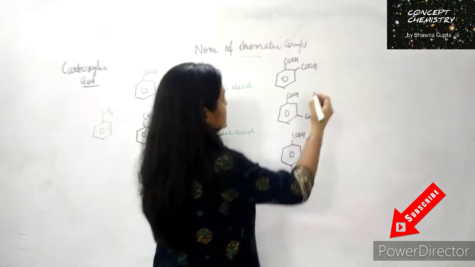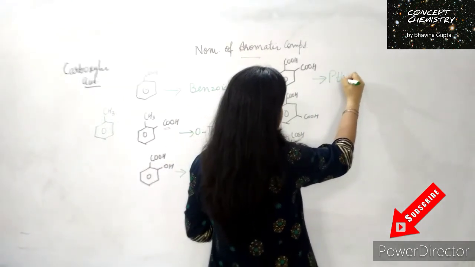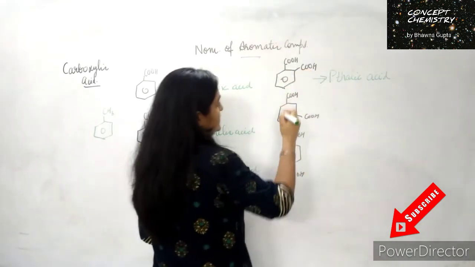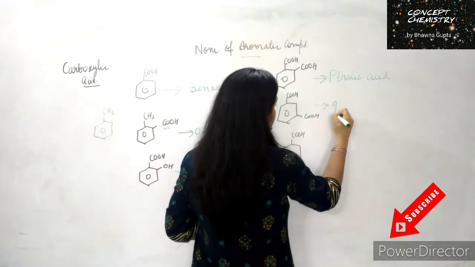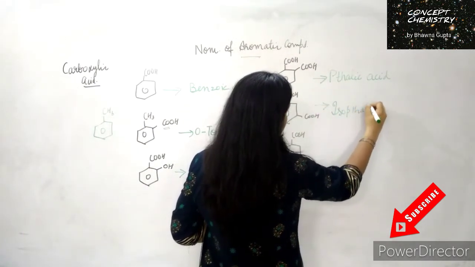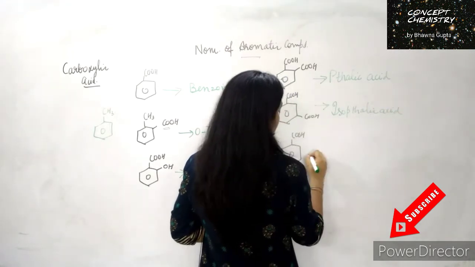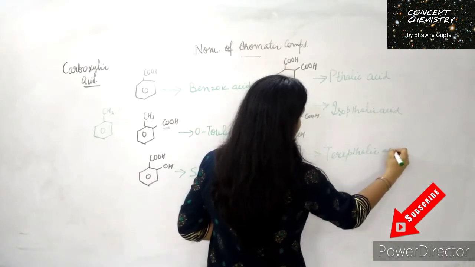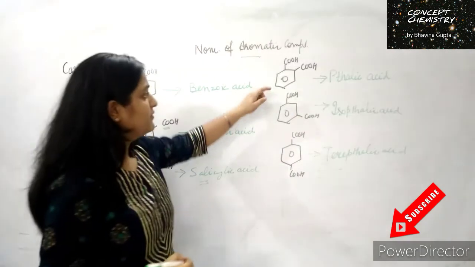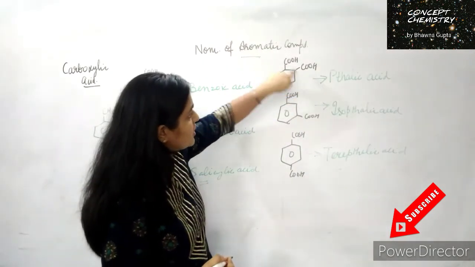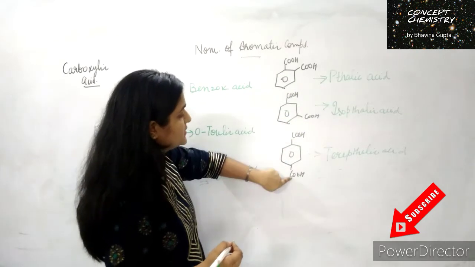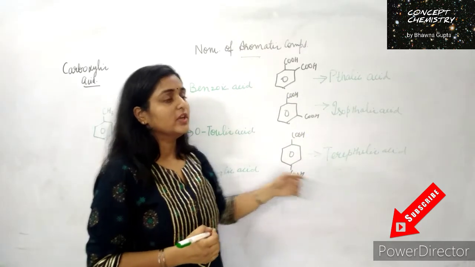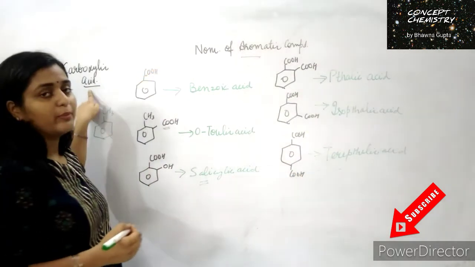Okay, next is phthalic acid. When we have 2 carboxylic groups present, then this is phthalic acid, and this one is isophthalic acid, and this one is terephthalic acid. With 1 carboxylic group at this position, the other is at ortho, and this is at meta, and this is at para position. So this will be isophthalic acid and terephthalic acid. So these are the derivatives of carboxylic acid. I hope it is clear.